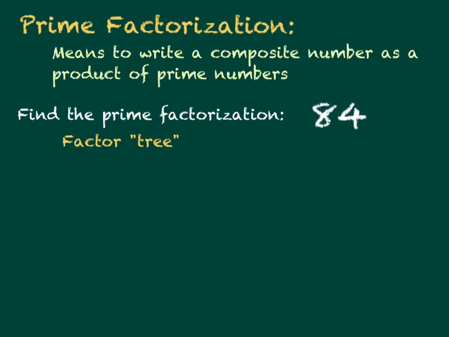Prime factorization means to write a composite number as a product of prime numbers. So what I have to remember is that product is a multiplication sentence, and I want to look at the prime numbers related to each composite number. So what that's going to look like, I use what I call a factor tree here. So we see a connection between the two methods we use.